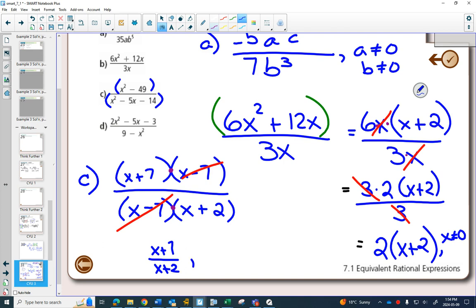Did we have any non-permissible values? When we looked at our original factored one, can you see that x couldn't equal 7? Oh, yeah, that's weird. Can't equal 7, and x can't equal negative 2.